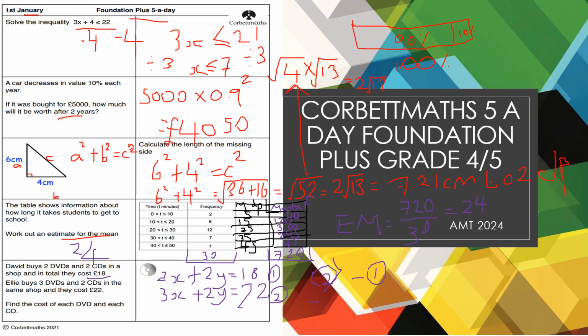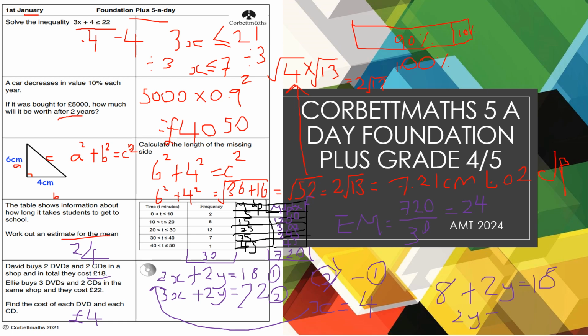So I'm going to have x is equal to 22 subtract 18, which is 4. So x is equal to 4. Each DVD costs £4. I'm going to substitute that into equation 1 for the sake of ease. 2 times 4 is 8. So I'm going to have 8 plus 2y is equal to 18. Subtract 8 on both sides. I'm going to have 2y is equal to 10.